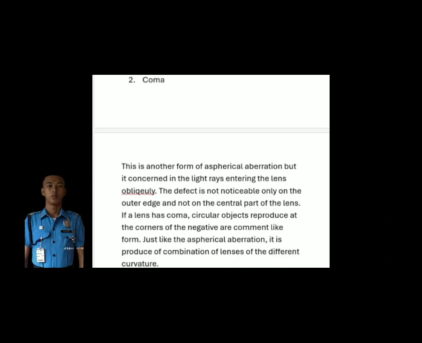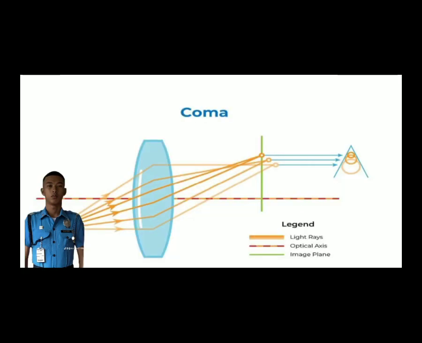So we have the coma. This is another form of spherical aberration, but it is concerned with light rays entering the lens obliquely. The defect is noticeable only at the outer edge and not on the central part of the lens. If a lens has coma, circular objects produced at the corners of the negative take a comet-like form, just like the spherical aberrations. It is produced by a combination of lenses of different curvatures.